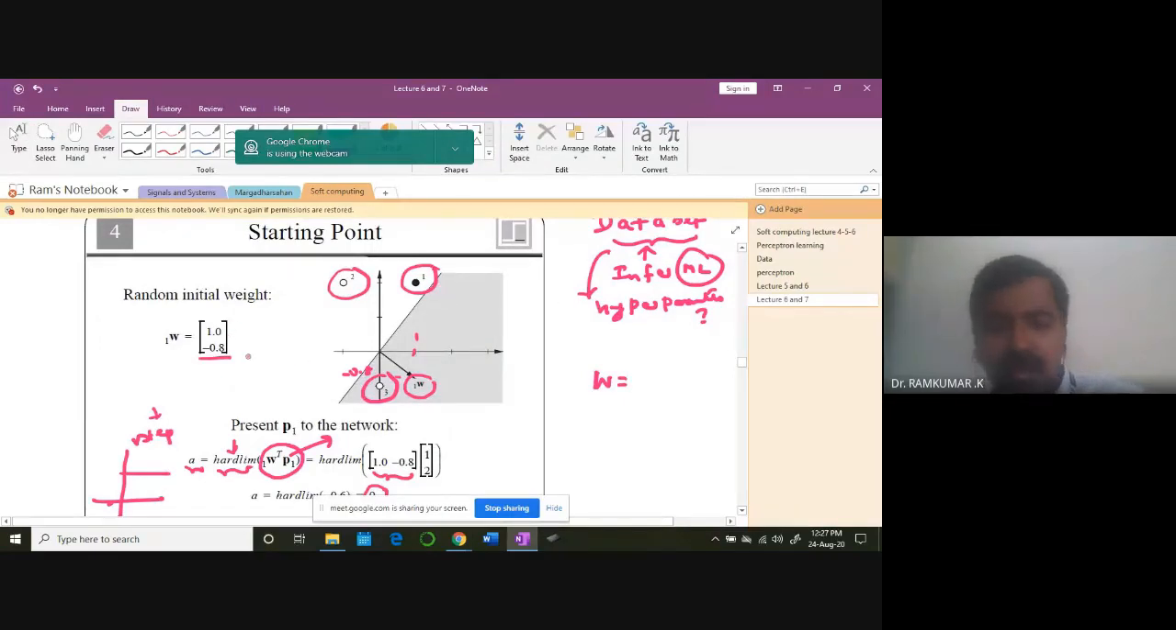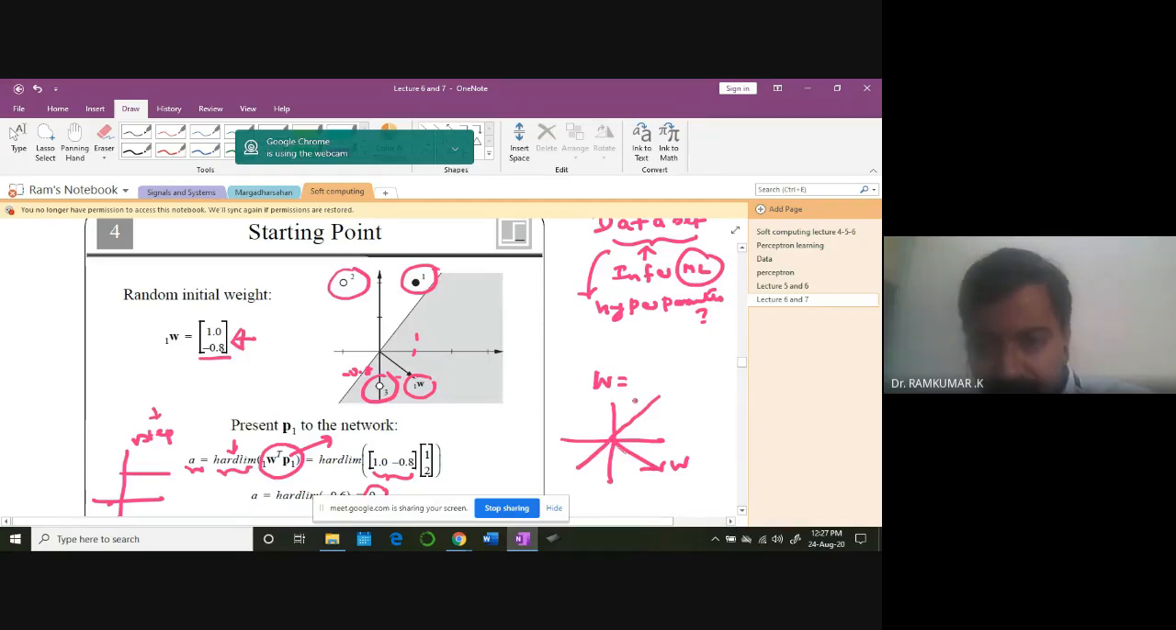Now look at this. That's an initial set of random weights I have assigned. That weight is pointing like this. You look at this graph clearly, that weight is like this. So this weight should be perpendicular to the classification line. Okay, so that's a weight.